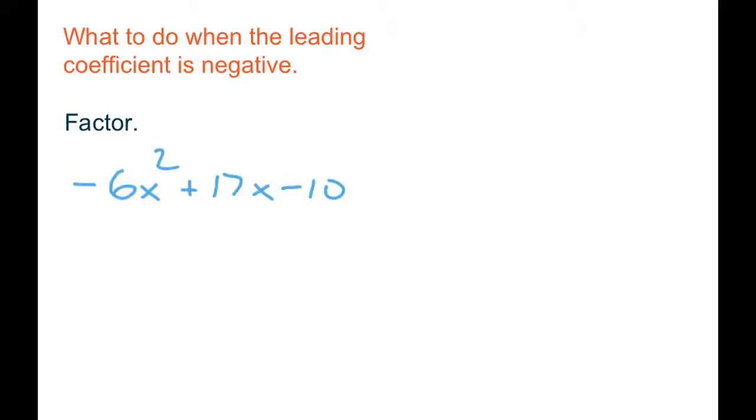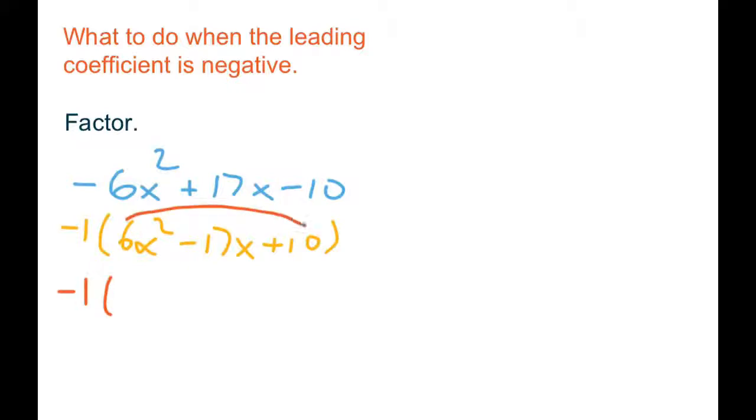Once again, negative leading coefficient. I can't factor the whole 6 out. I can't factor any factors of 6, like 2 or 3 out, so I'm just going to factor a -1 out. And that leaves me with 6x squared minus 17x plus 10. All right, this is where I'll do my slip and slide.